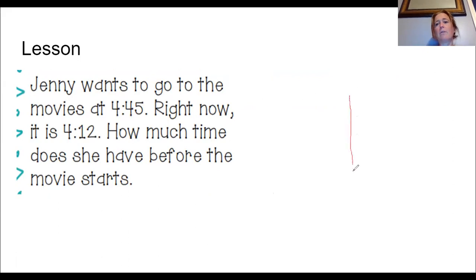Okay, so here is our chart. You can make a simple T-chart. On one side, we know Jenny wants to go to the movies at 4:45, but right now it's 4:12. So we're putting the time that it is right now on the left-hand side. And then on the right-hand side, we will be listing our minutes until we get to 4:45. So we know it's 4:12 now, and we're trying to get to where it's 4:45.